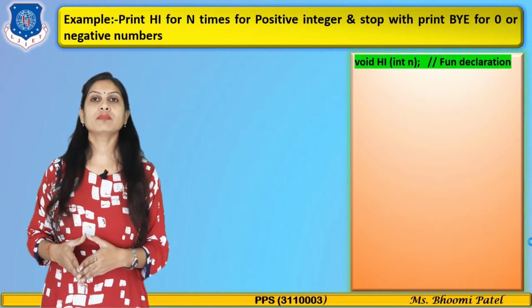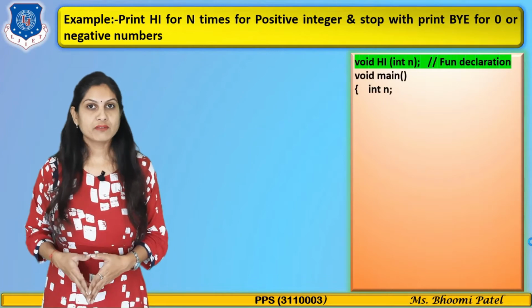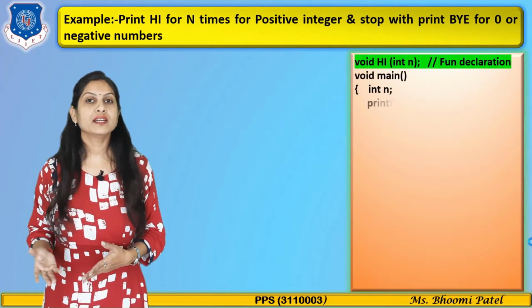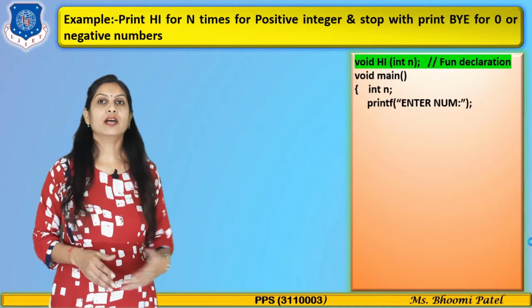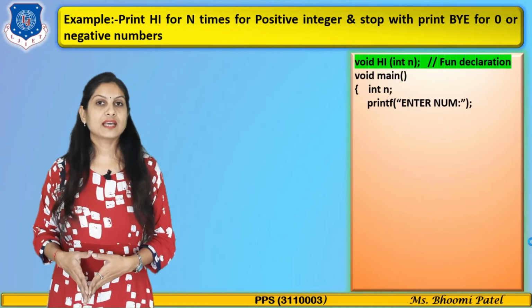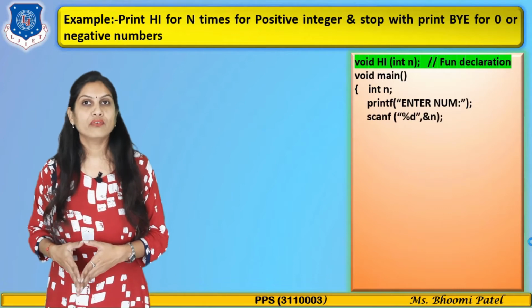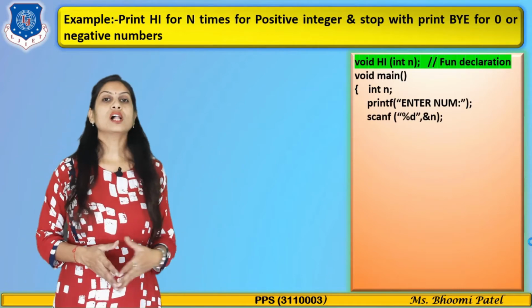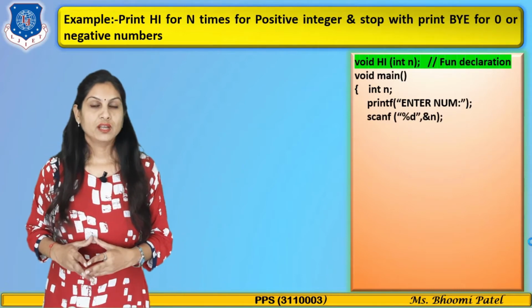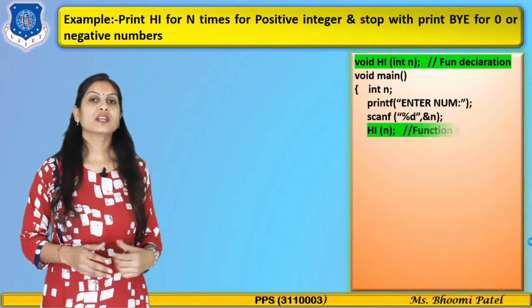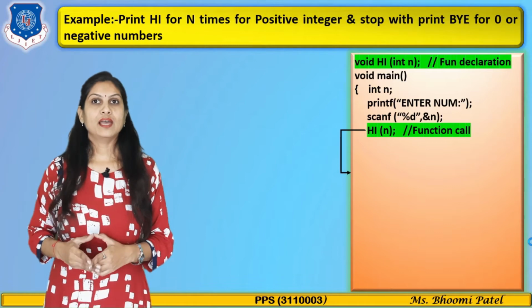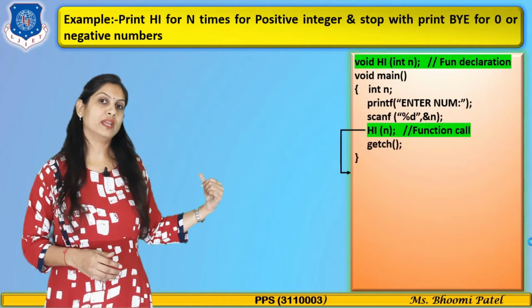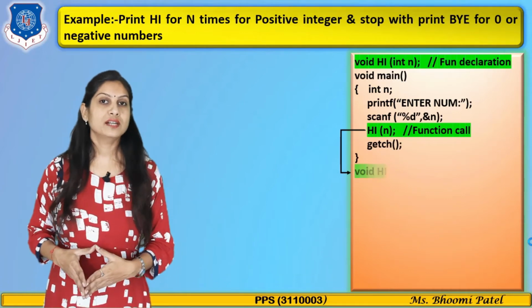Then inside void main we are declaring integer variable n, then read the data from the user using printf and scanf, that is printf enter number and then scanf %d &n, and then we have to call the function inside void main. So here I am calling the function hi, and inside it we have to pass the argument n, and then after void main we have to write the function definition.